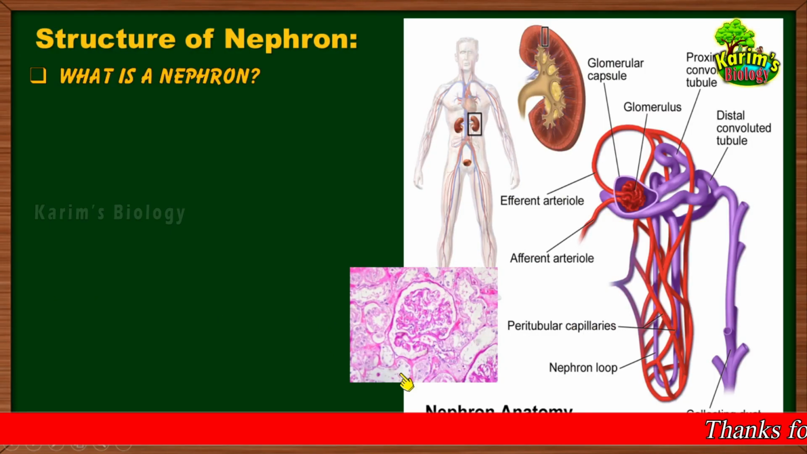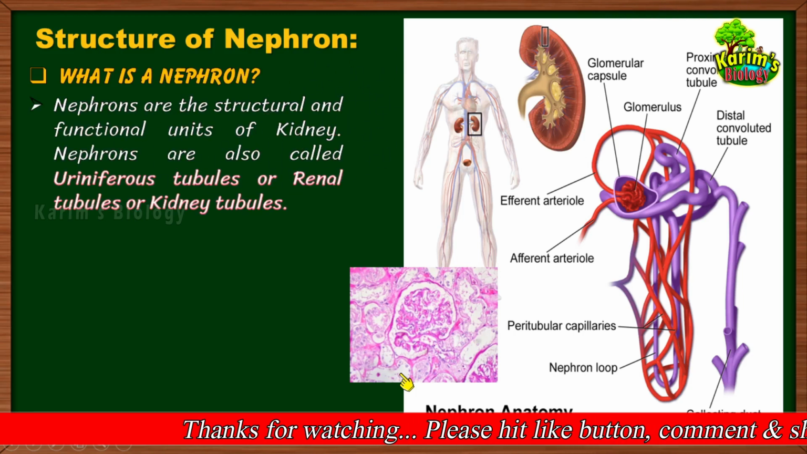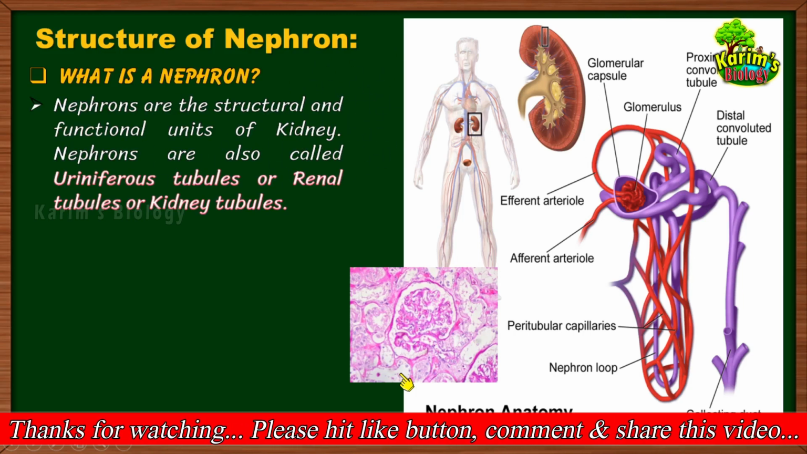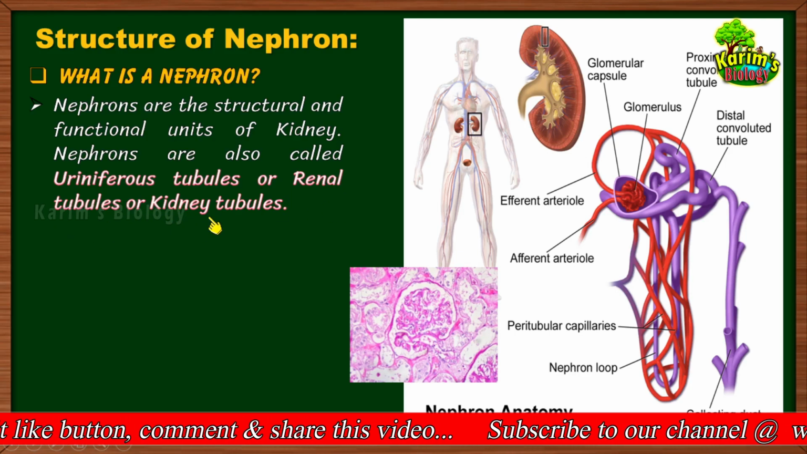What is a nephron? First of all, let us know the meaning of nephron. Nephrons are the structural and functional units of the kidney. Nephrons are also called uriniferous tubules, or renal tubules, or kidney tubules.